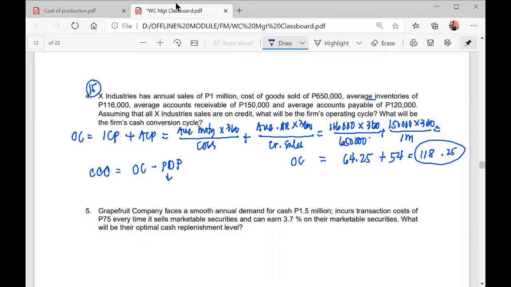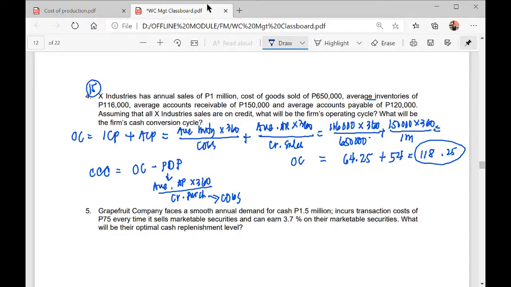And to get this one, that's average accounts payable times 360 over the credit purchases. However, since none is given, we cannot compute the purchases here. Unlike the previous problem, number 3, where we were able to compute the purchases, in this problem the beginning and ending purchases are not given, so instead of the purchases, we will use the cost of goods sold. Okay? So again, if the purchases cannot be solved or are not given, we use the cost of goods sold.